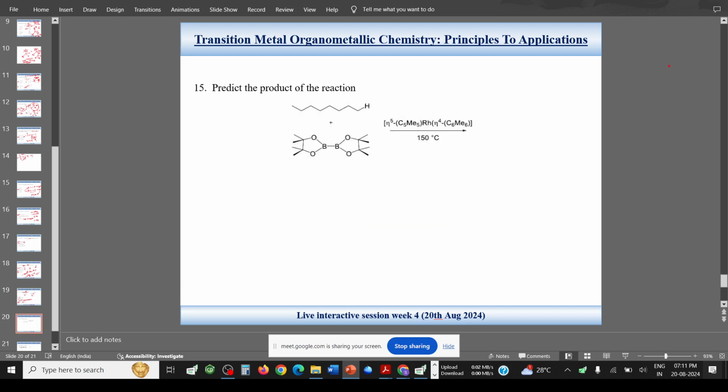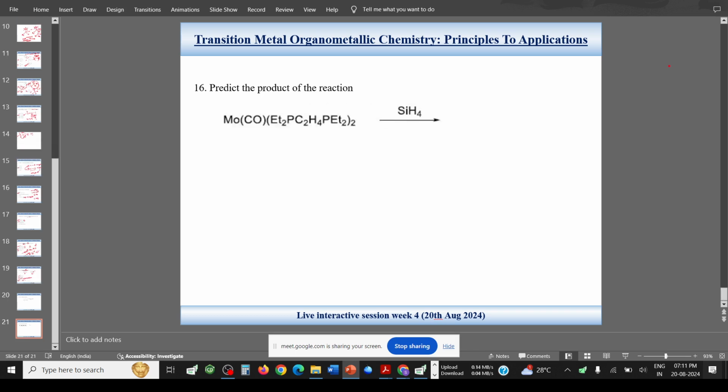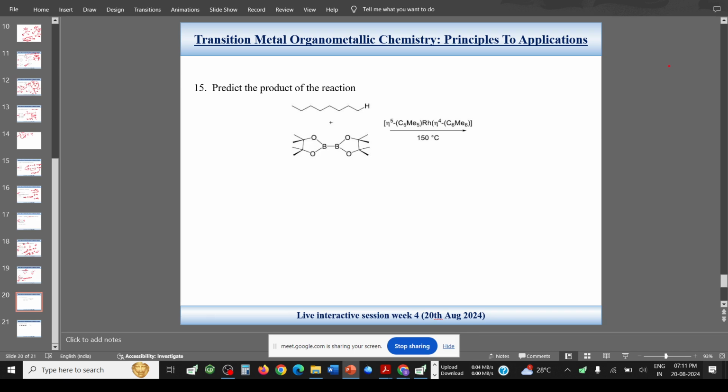So then predict the product of the reaction. Here there is no option. Just tell me the product. What will happen? And this one also, and this one also. I picked these two reactions for a reason.